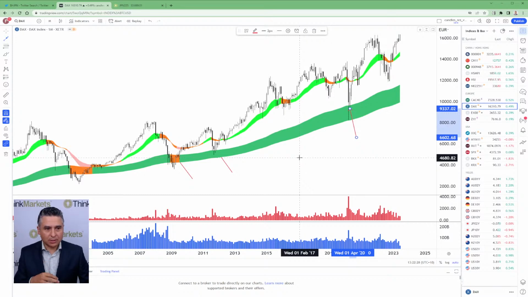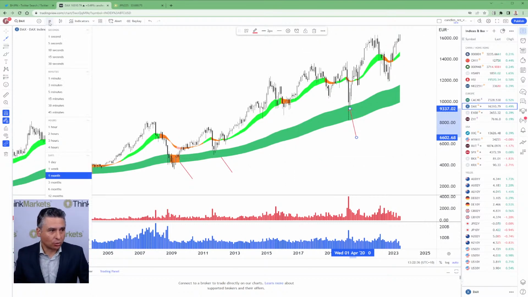So my trend ribbons on the way up represent the value zone for going long, and on the way down, when the price gets up to them and gets stopped at those levels, it's the value zone for going short. Let's go to the weekly chart.